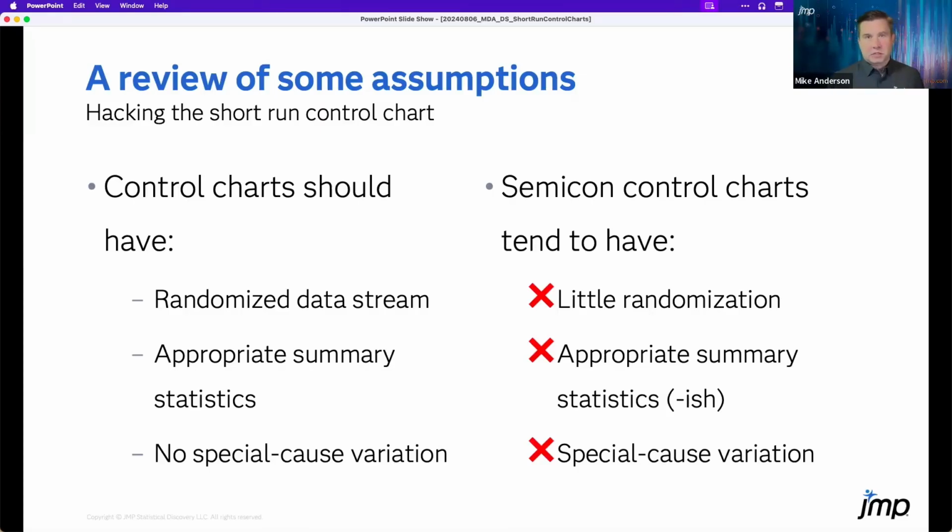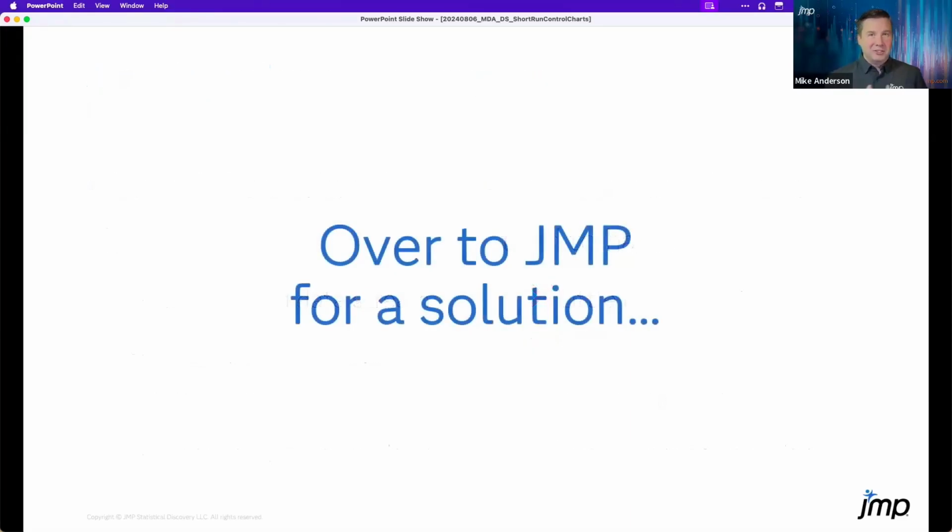So we need to fix this. And it turns out that in JMP 18, we got a brand new way to fix this. It's quite handy. So let's go over and have a look at it.